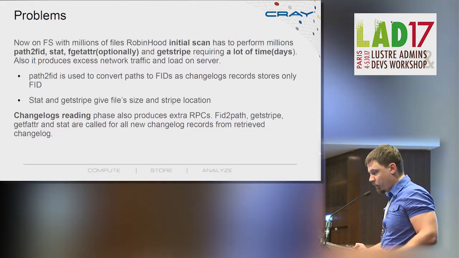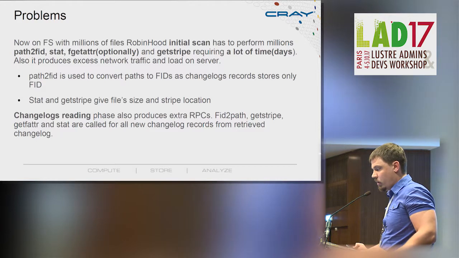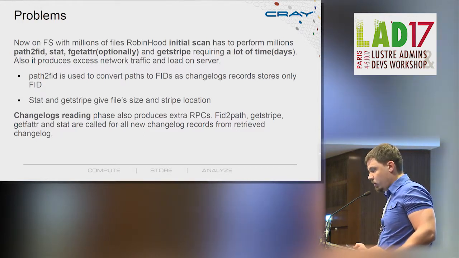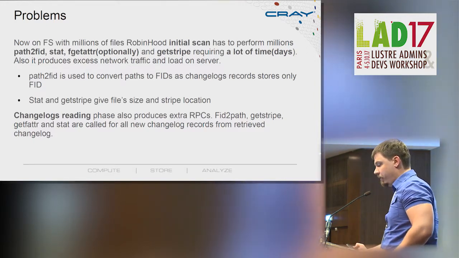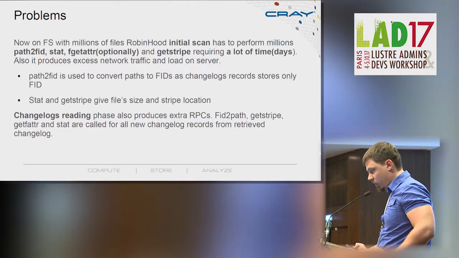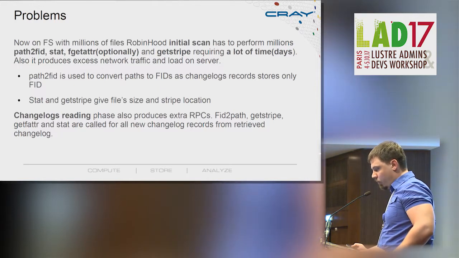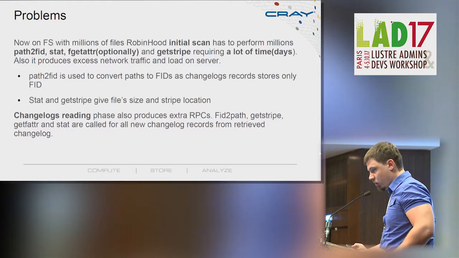As I said before, path2fid is used to convert paths to FIDs. As the changelog record stores only the FID, stat and getstripe give the file size and the stripe location. The changelog reading phase also produces extra RPCs, fid2path, getstripe, getxattr, and stat, for all new changelog records from the retrieved changelog.